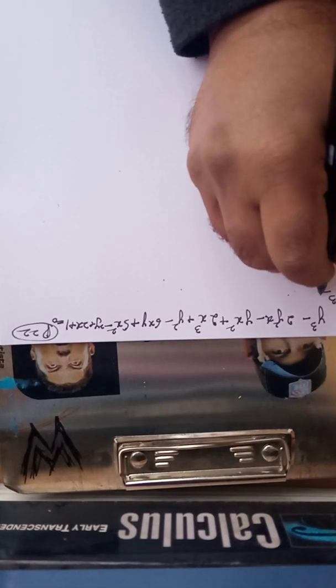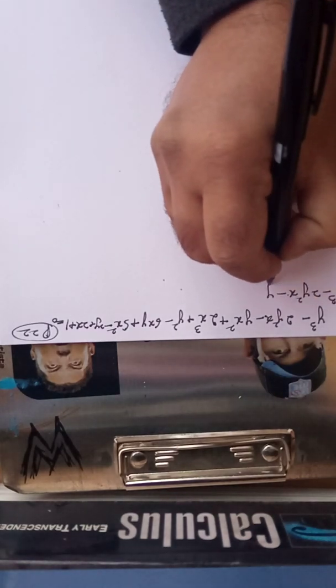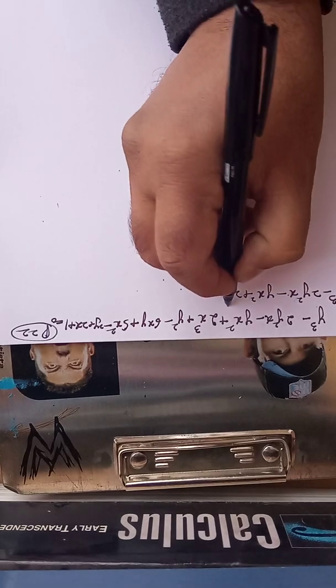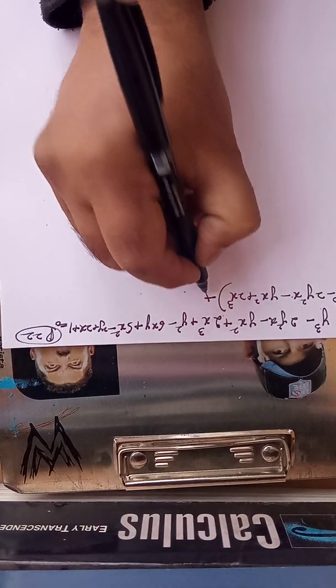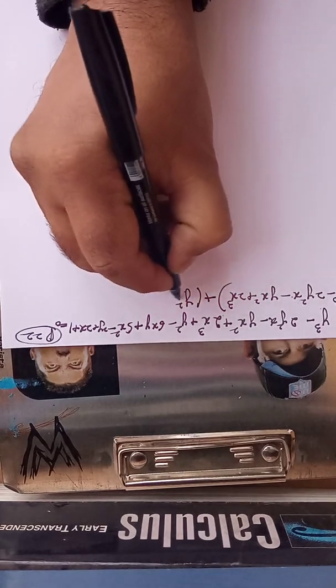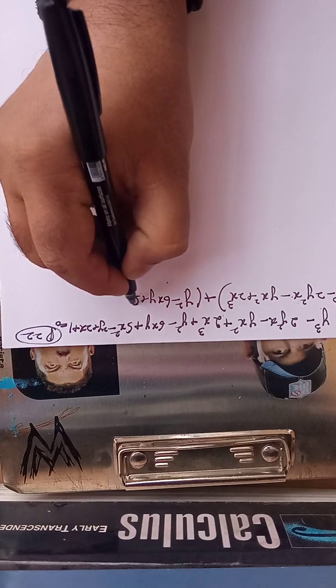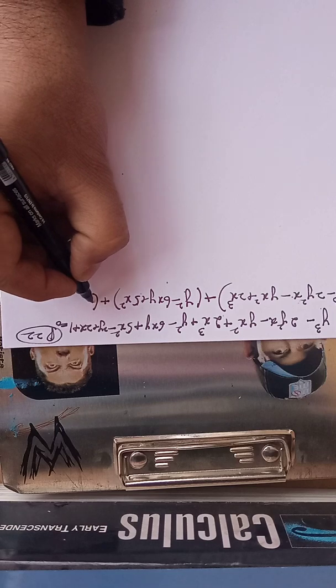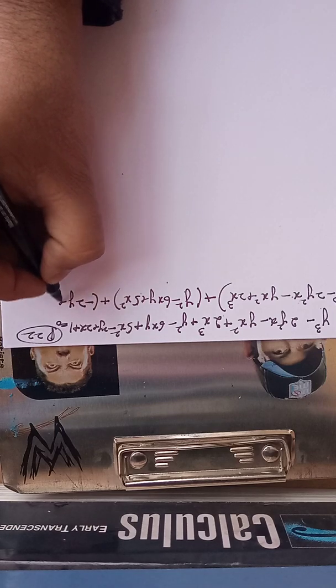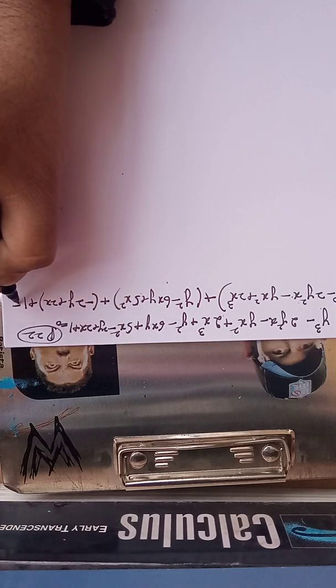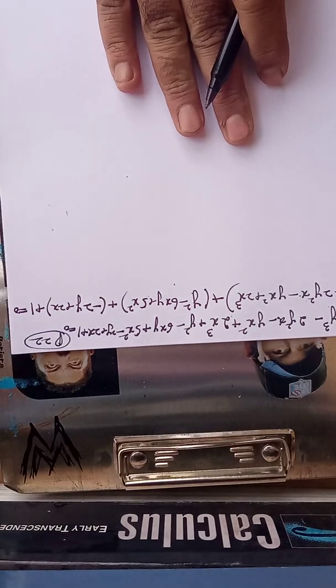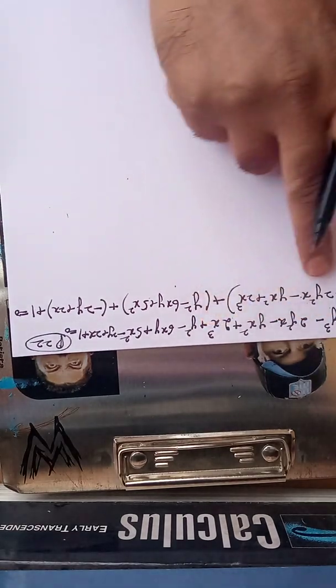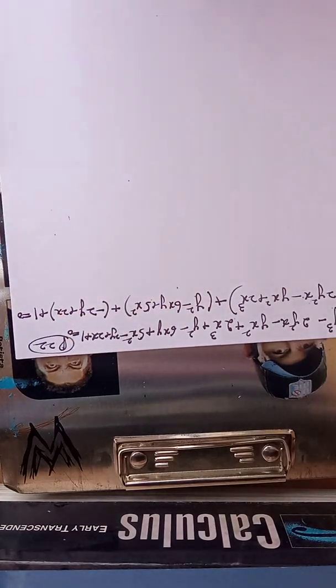See, y cube, 2y square x, minus yx square, plus 2x cube, these are the terms having degree 3. Now, y square, 6xy, plus 5x square, these are the terms having degree 2. Now, these are the terms having degree 1: minus 2y plus 2x plus 1 equal to 0. Fine. This is it. 3, 2, 1 and go.